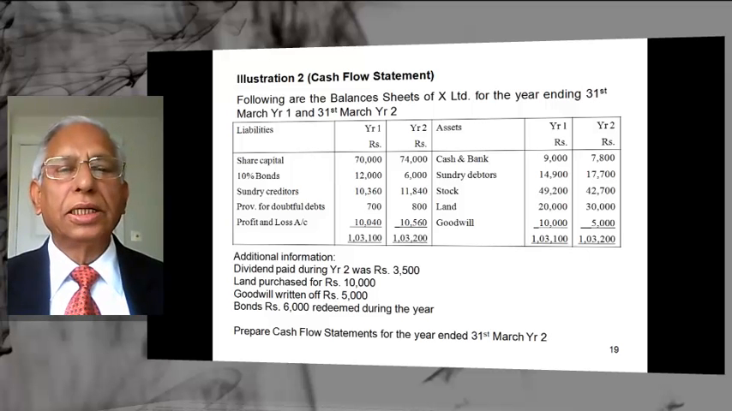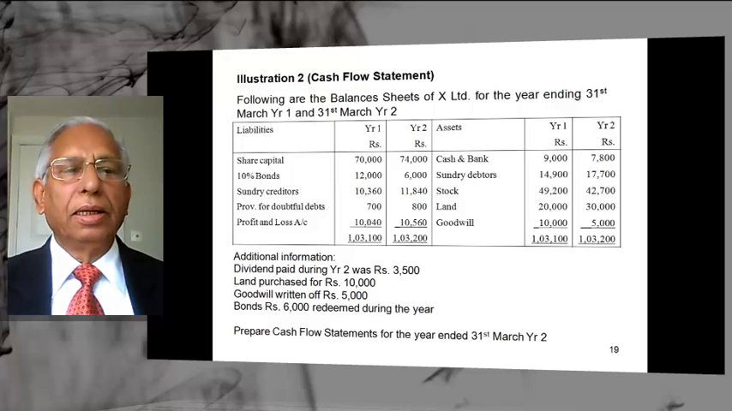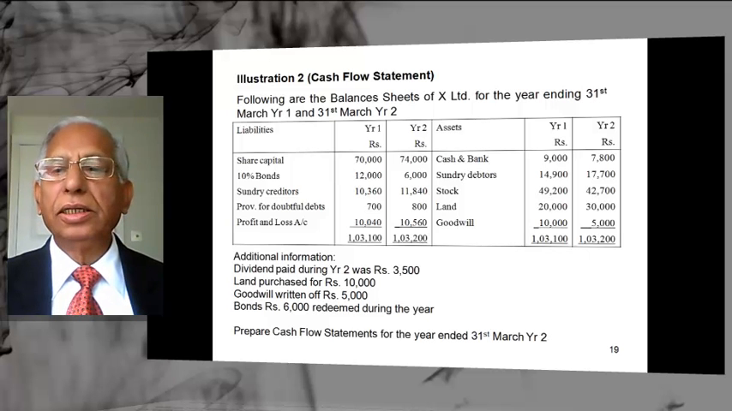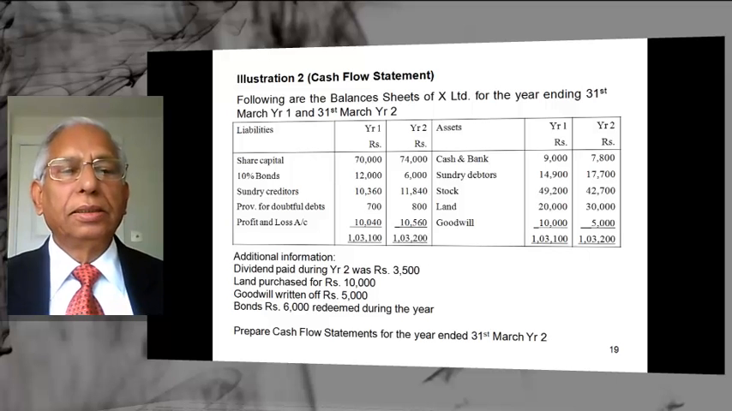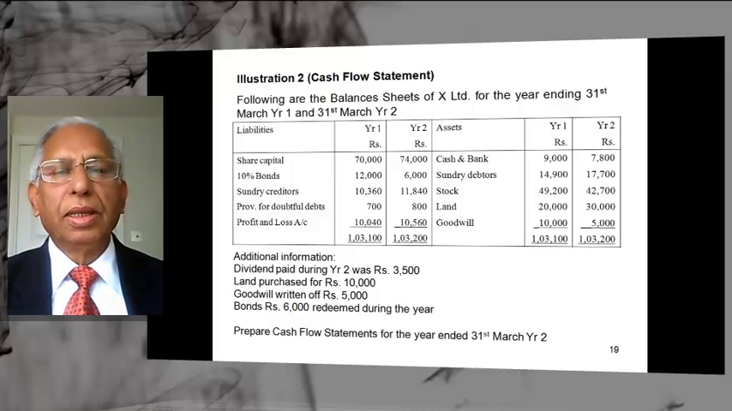Now we will use this illustration for the preparation of full cash flow statement. Please see this illustration. Balance sheets are given for 2 years, year 1 and year 2. All figures are at the end of the year. Share capital in year 1 was 70,000. In year 2 it is 74,000 rupees. Bonds, 10% bonds. In year 1 they were 12,000 rupees. Year 2 they are 6,000 rupees.